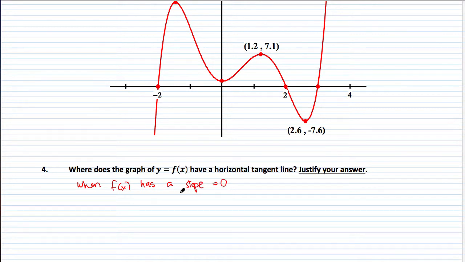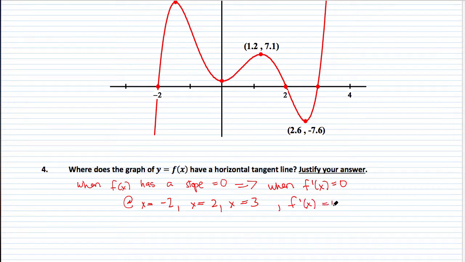So when is the slope equal to 0? This is the same as the times when f prime of x is equal to 0. So in my graph up here, I see 3 locations where that happens. So I have at x equals -2, x equals +2, and x equals 3, f prime of x equals 0. Therefore, these are the locations when f of x has a horizontal tangent line.